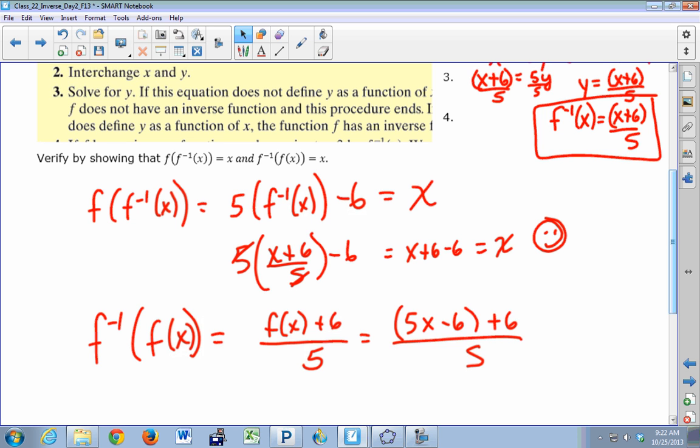And when I remove those parentheses in the numerator, I get negative 6 plus 6 gives me 5x all over 5. And there's my x back. And now I'm a really happy camper. So I've just proven that these two functions are inverses of each other by doing the composition of a function with its inverse and then reversing the order of the composition.